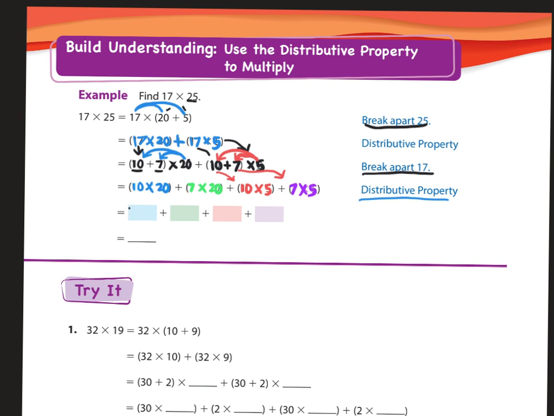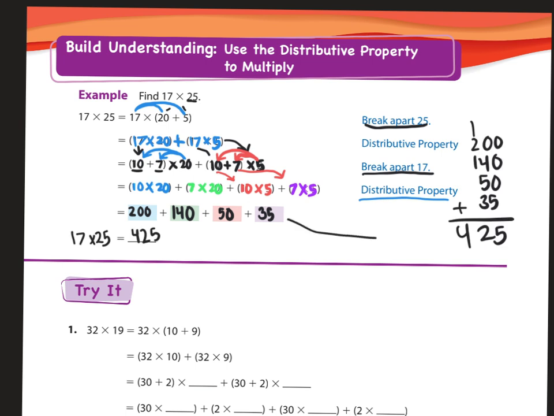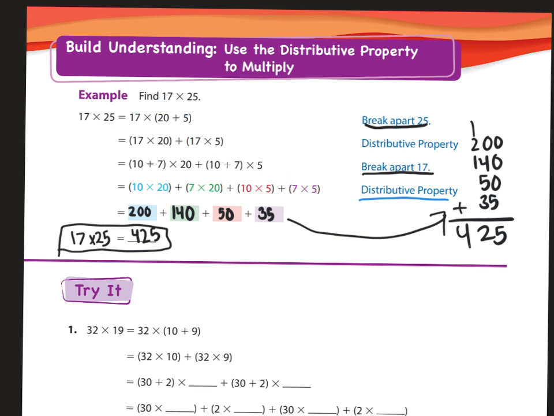10 times 20 is 200. 7 times 20 is 140. 10 times 5 is 50. And 7 times 5 is 35. I add all of those products together to get my final answer. I rewrote them over here to make it easier for me to add, and my answer was 425. Therefore, 17 times 25 is 425.